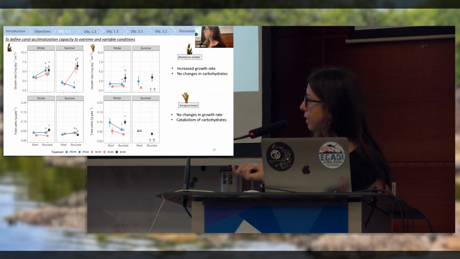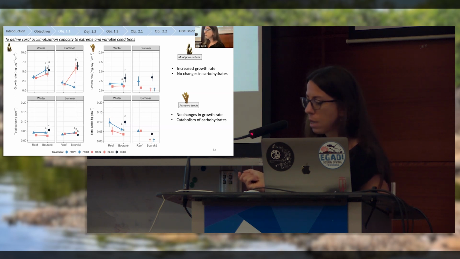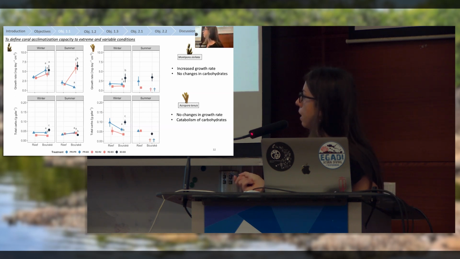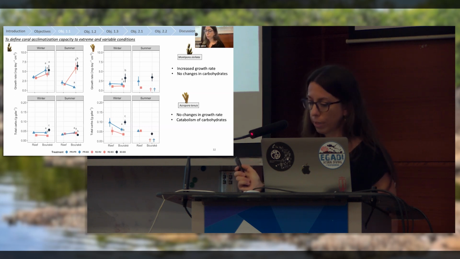The second interesting result was the total carbohydrate. Montipora stellata did not change their carbohydrates between the two environments, while Acropora tenuis decreased the carbohydrate content when moved to Bouraké.